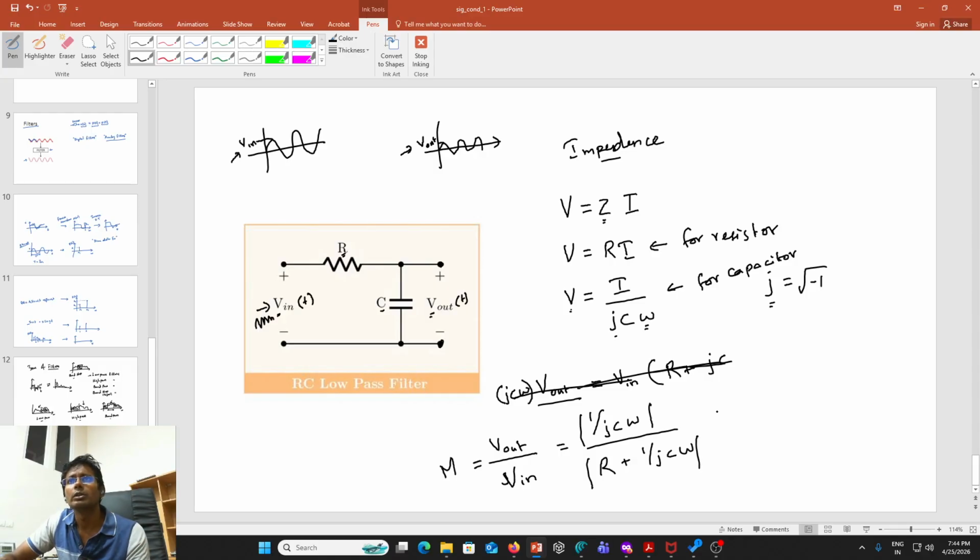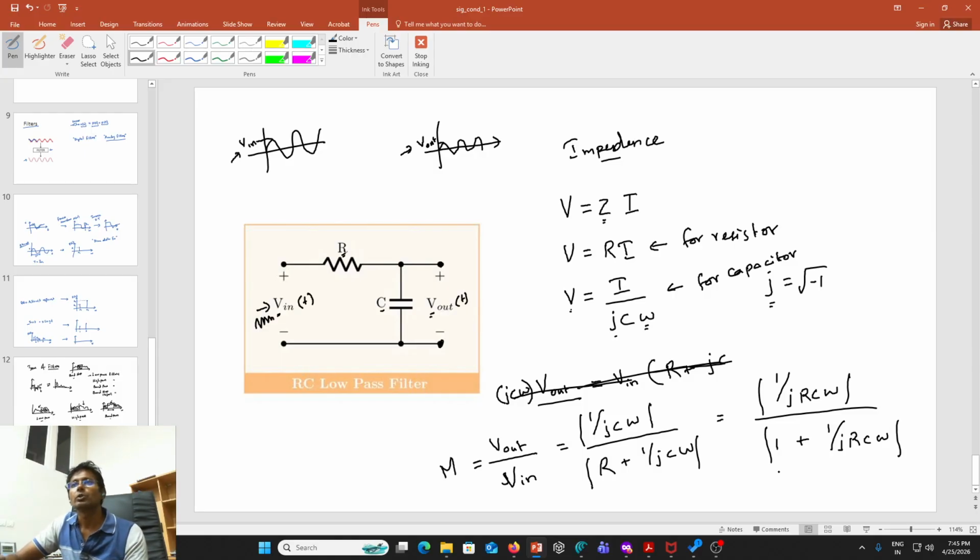And what's the modulus of this one? If we have j, the modulus for the numerator is... even before that, what we can do is divide this by R, so that we will get it as 1 by jRC omega divided by 1 plus 1 by jRC omega. Now we have to take the modulus of these two things.